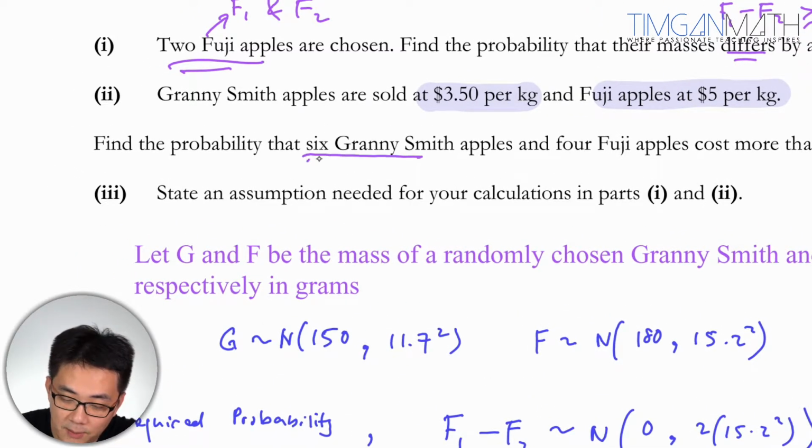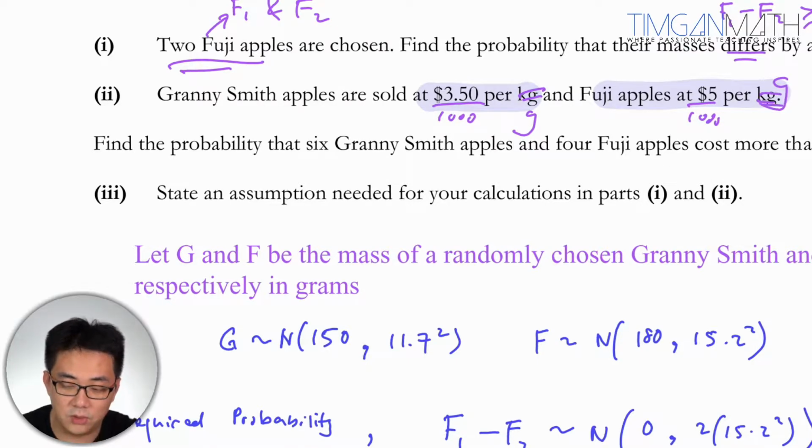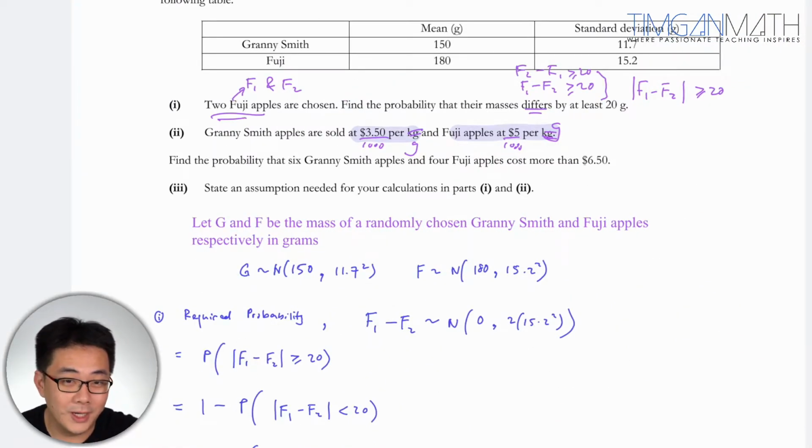6 Granny Smith apples, meaning G1 times 350. Okay, so you see that's why I did 350, meaning it is per gram, right? That is very important. So this will need to divide. This is in kg, so this needs to change to gram. That's why it's very, very, very tricky.